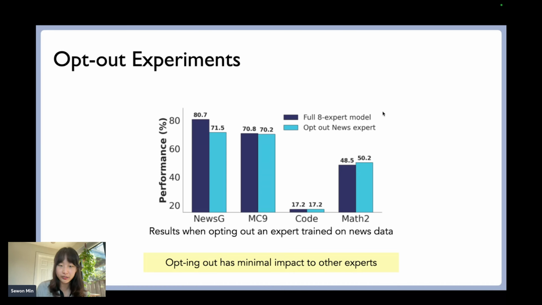What we found is that for the news generation task, which is definitely relevant to news, there is a performance drop, which is expected. However, for other downstream tasks that are not relevant to news, opting out the news expert has minimal impact. In fact, in some cases, it can even improve, likely because the router now has fewer candidates to choose from. So this demonstrates that opting out experts has minimal impact on other experts.